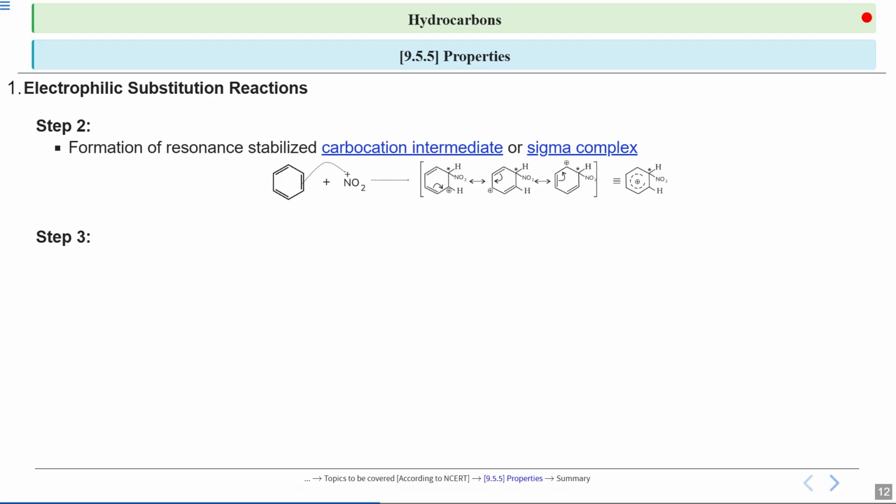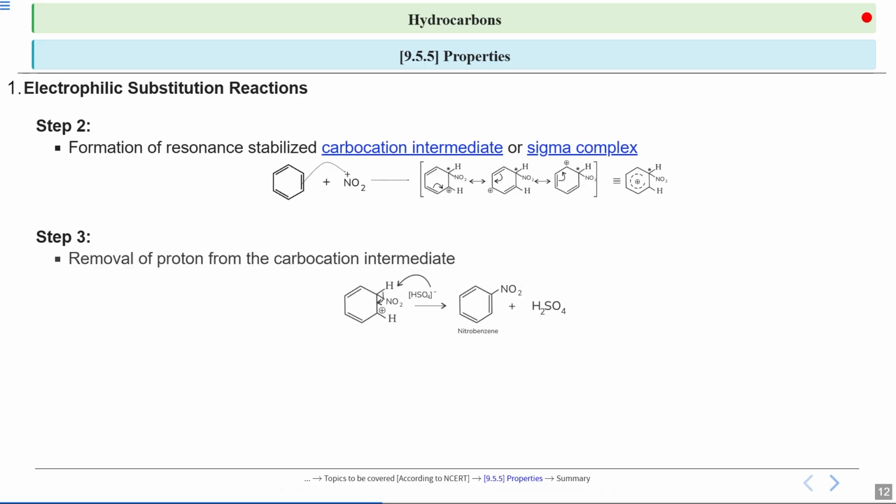So moving on to step 3, the next key event is the removal of proton from the carbocation intermediate. This step restores the aromaticity of the benzene ring, meaning the ring regains its stable delocalized electron structure. In the image, you can see how a base removes the hydrogen ion from the intermediate, which is a proton specifically, allowing the electrons to return to the ring. This completes the substitution and brings the benzene ring back to its original stable aromatic form.